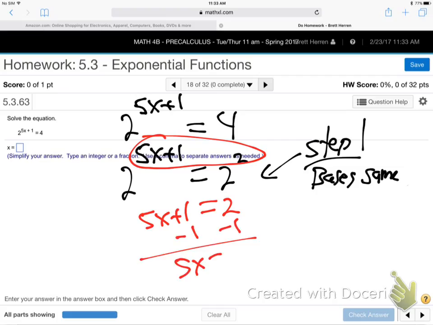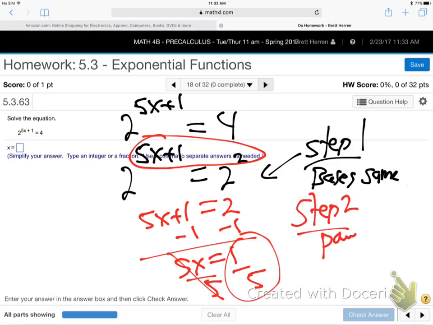Subtract 1, 5x is 1, divided by 5. Oops, it's a funny looking fraction. So x has got to be 1/5. That was step 2, powers equal. We're done. 1/5. Does that make sense? Questions on that one? Make the bases the same, set the powers equal.